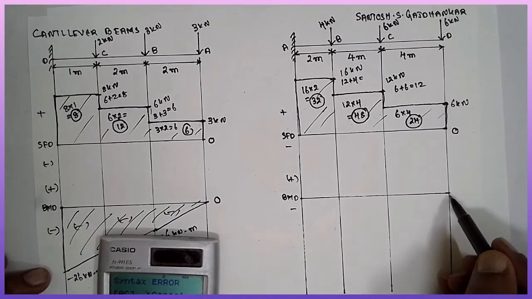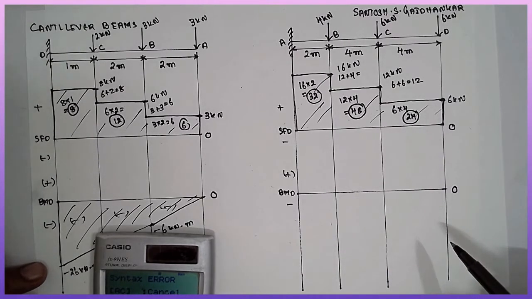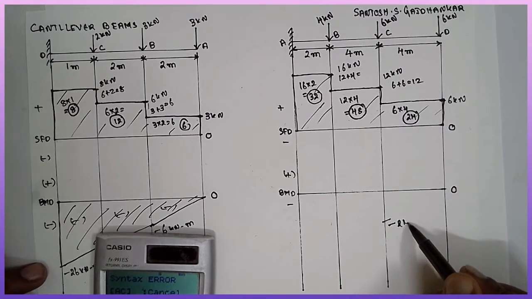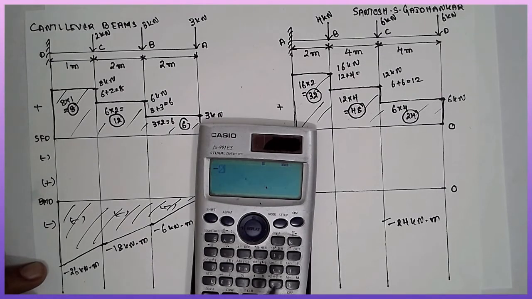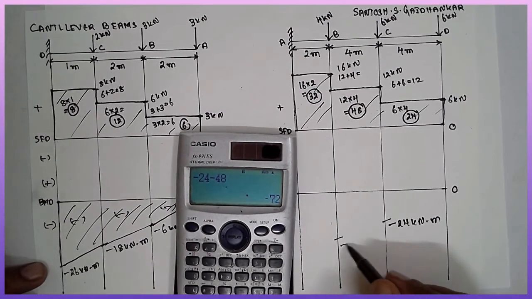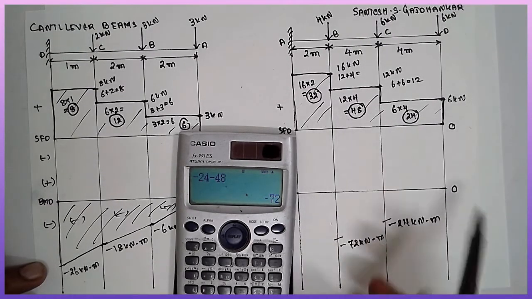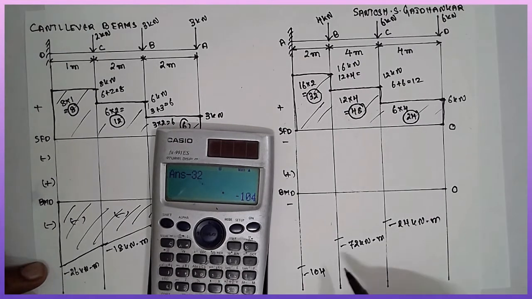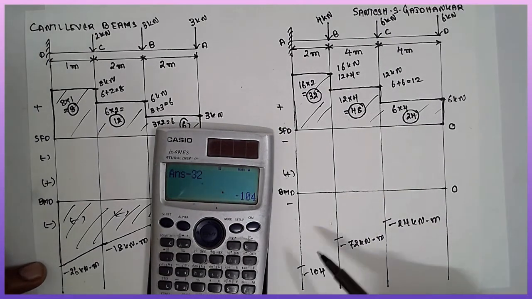Now I am drawing from the left side. First will be 0. If it is positive, in bending it becomes negative. 24 becomes minus 24 kilonewton meter. It is force into distance. Now, minus 24 minus 48 is minus 72 kilonewton meter. Only the area you have to consider. Now, minus 72 minus 32 is minus 104. As it is a rectangular section, the bending moment will be a triangle.